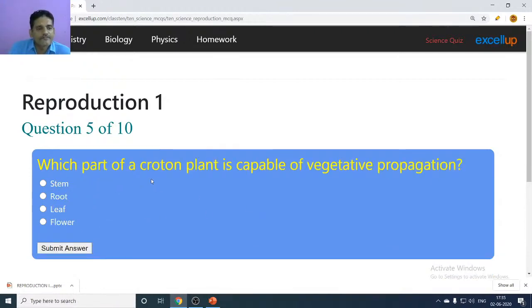Which part of a croton plant is capable of vegetative propagation? Most of the croton plants will be vegetatively propagated because they are non-flowering. Here, vegetative parts root, leaf, and stem are given. So, yes, A is the correct answer. Very good.